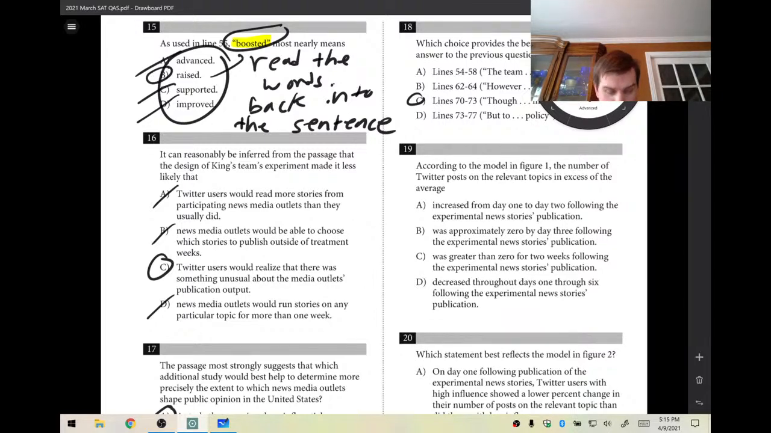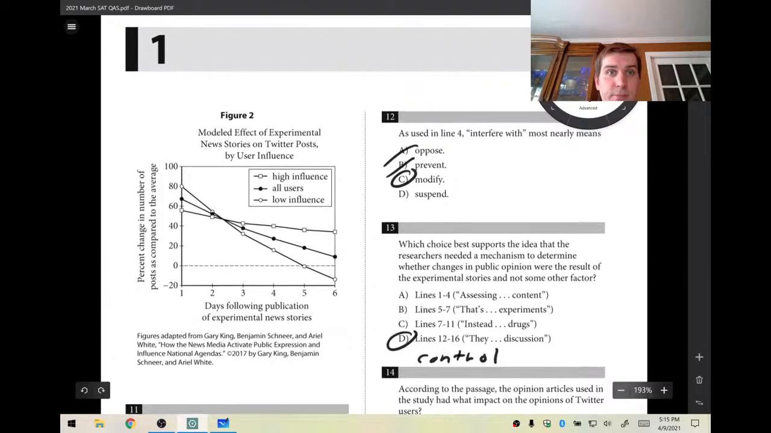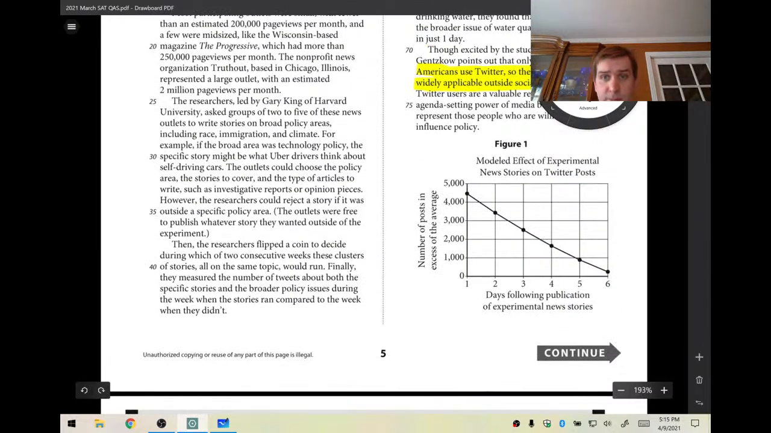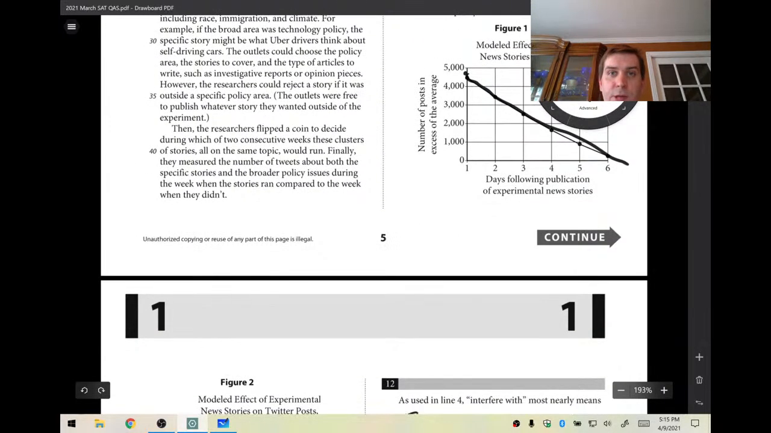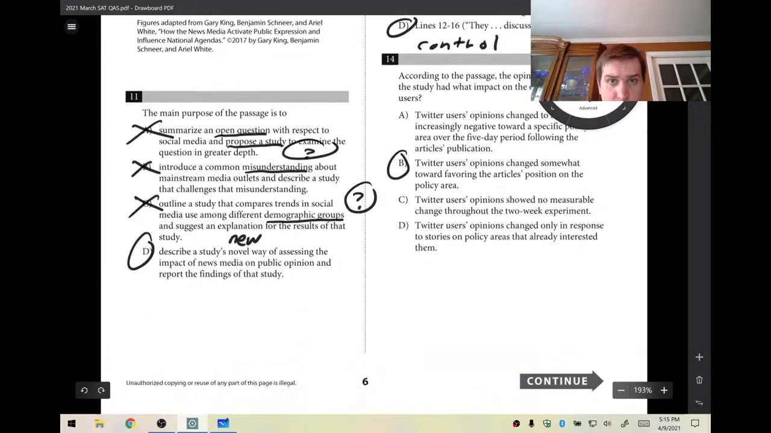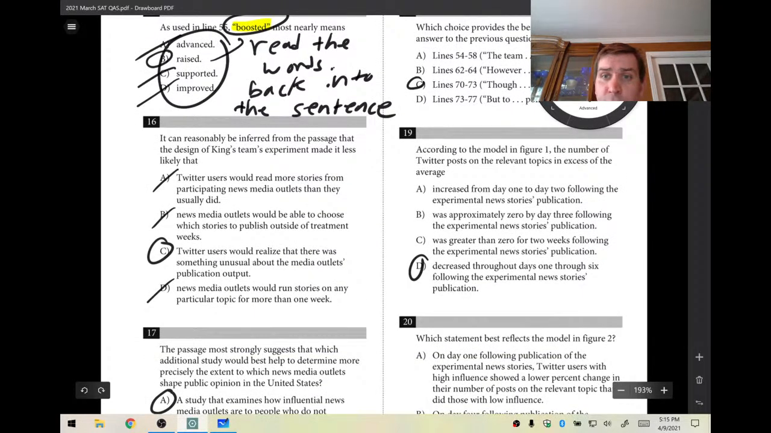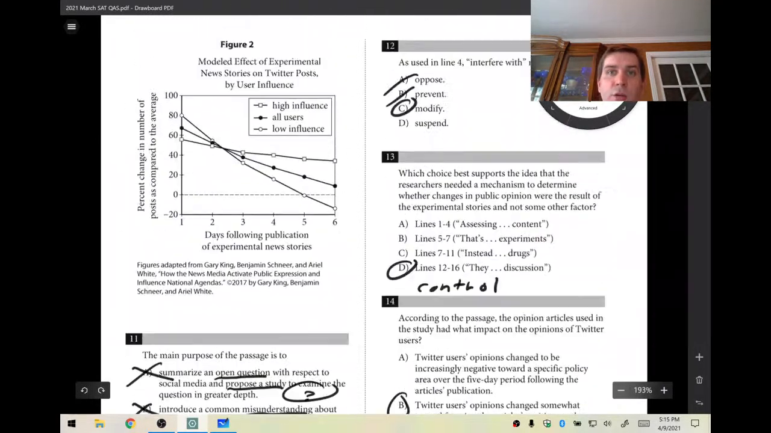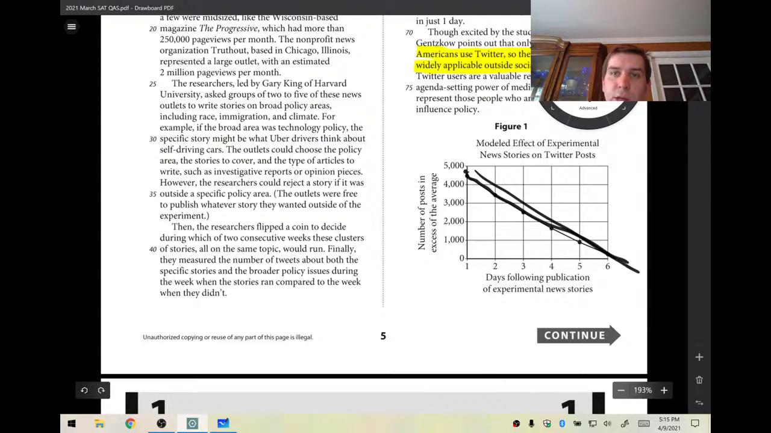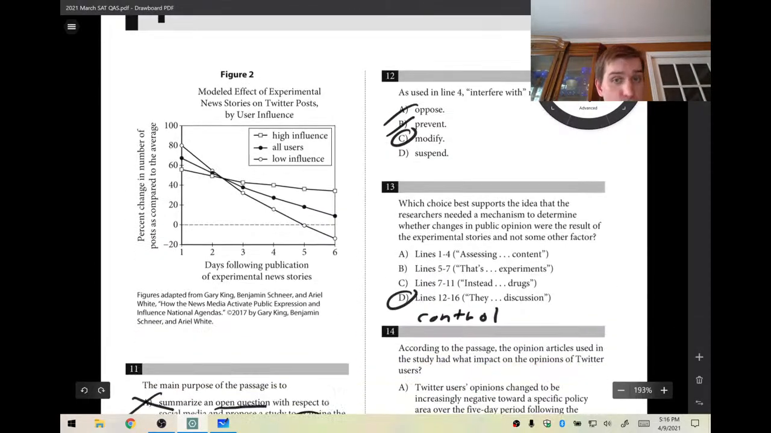So what happens, just looking at this graph, right? Figure 1. So what's up with Figure 1? The number of Twitter posts on the relevant topics in excess of average decrease over time. That's all we're talking about, which is answer choice D for 19. They decrease throughout days 1 through 6. So can you look at a graph? Can you see that we're going down? Not too tricky.